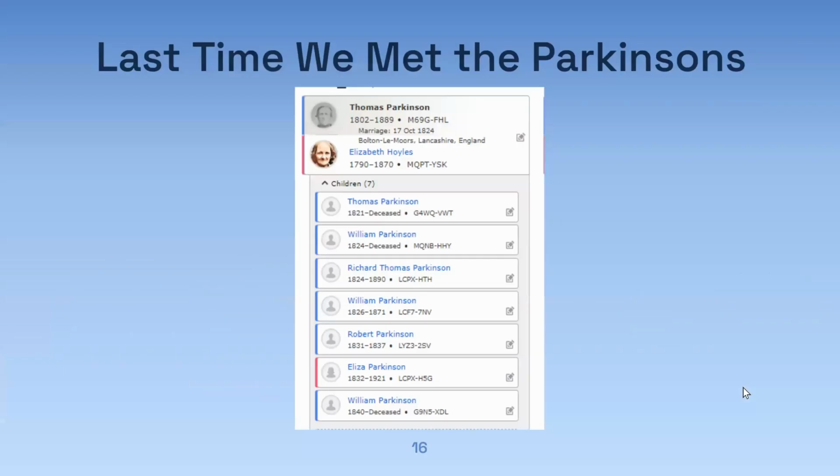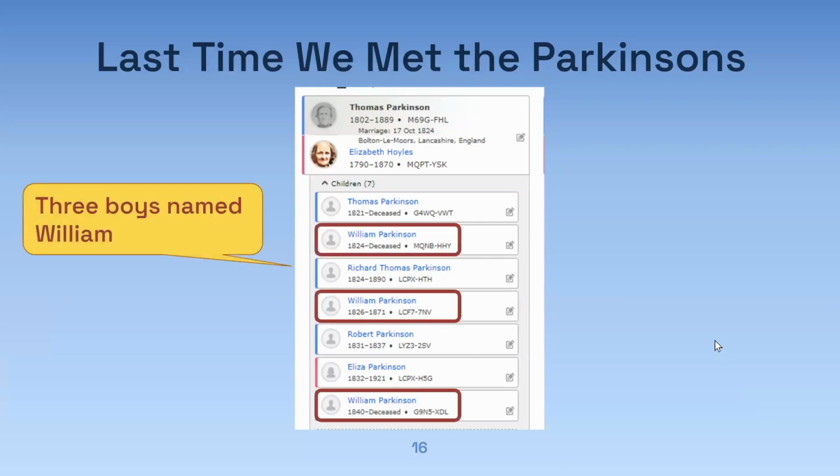So last time we met the Parkinson family, and they've got a little problem in their family tree, in that they've got three boys named William. Now, a lot of you are probably aware that in a number of countries, especially prior to the 1900s, if a child died, it was not uncommon for the parents to give a subsequent child the same name.